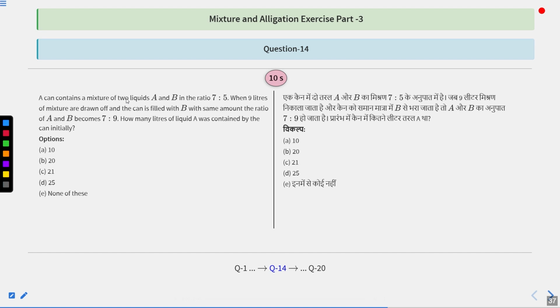A can contains a mixture of two liquids A and B in the ratio 7:5. When 9 liters of the mixture are drawn off and the can is filled with B with the same amount, the ratio of A and B becomes 7:9. How many liters of liquid A was contained by the can initially? You have 5 options and 10 seconds to analyze the question. Your time starts now. Now time's up. Let's see the solution.